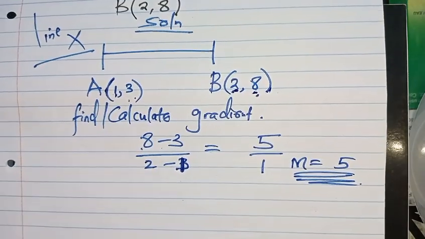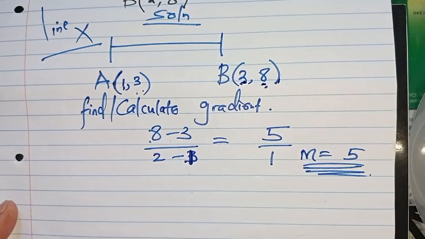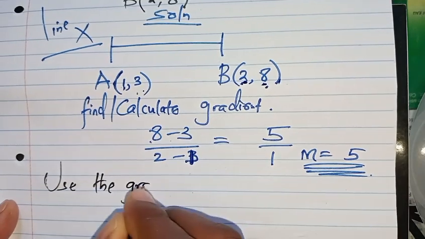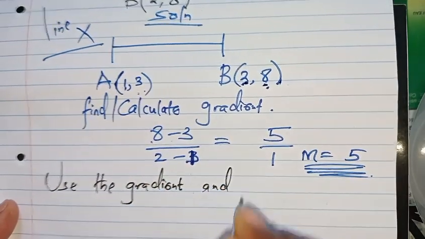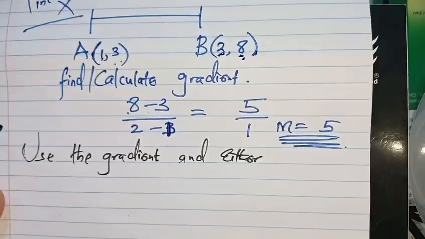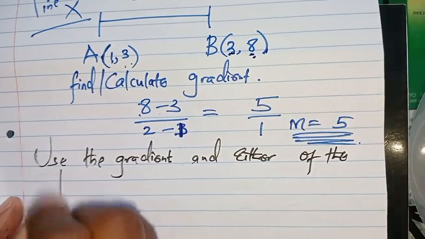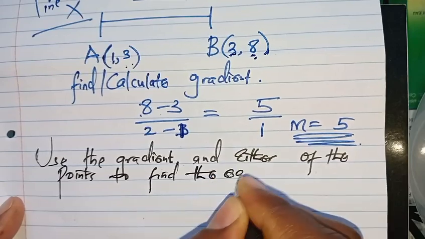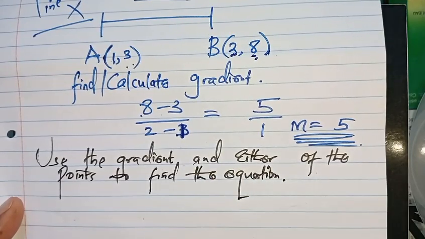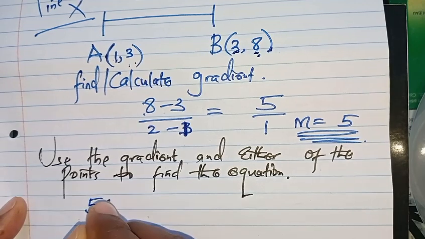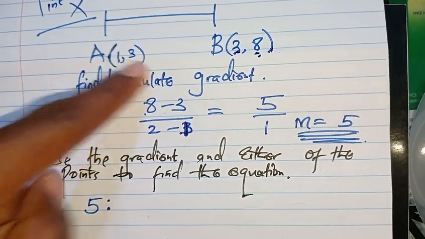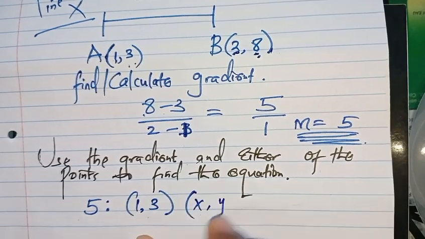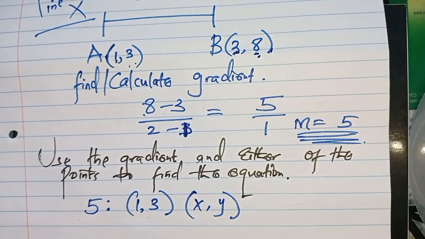Once you have the gradient, you use the gradient and one point. In fact, you can use the gradient and either of the two points to find the equation. So for example, we have the gradient which is 5. I put a colon, and then I think we can choose 1, 3. We use point A, which is 1, 3. Then you imagine another point X, Y, and then you try to find the gradient 5 by the formula.